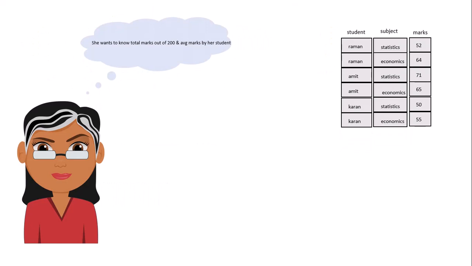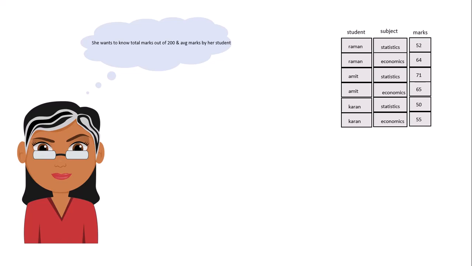You can think each paper has 100 marks, and the total is 200, and there are two subjects, statistics and economics. She wants to know the total marks obtained by her students, and she also wants to know the average marks, and there are only three students, Raman, Amit and Karan.